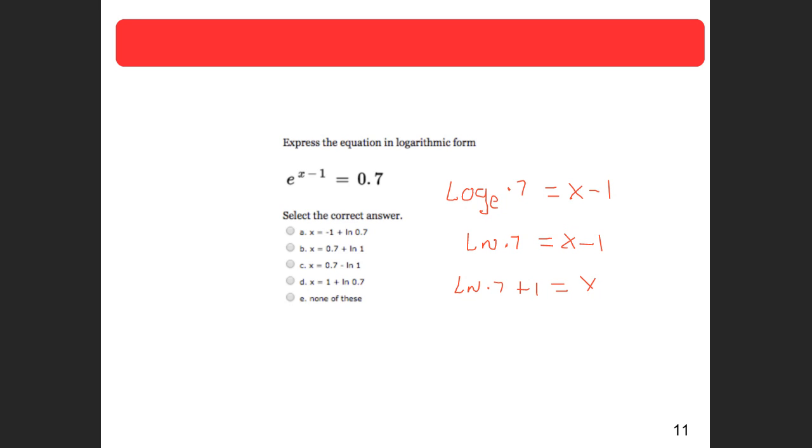Holy cow. It looks like letter A. I'm not so sure letter A is correct. Looks like letter D again, doesn't it? Yeah, I'm going to go with letter D again.